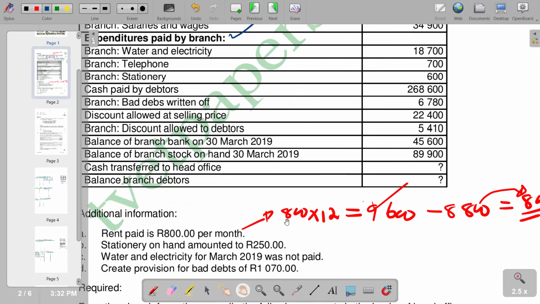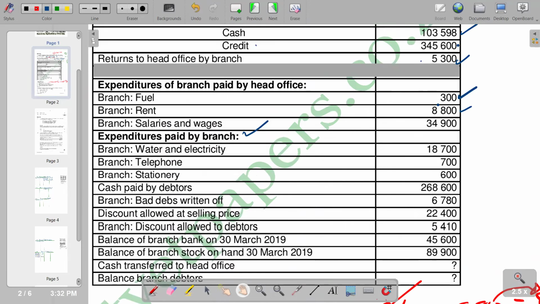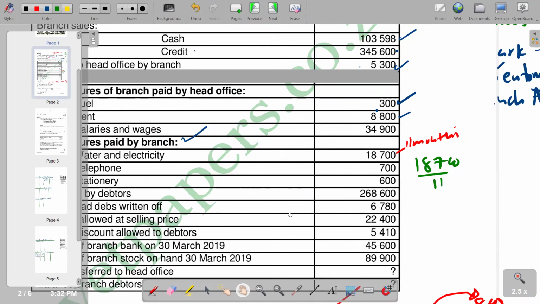So it means the figure for water electricity that we are given is for 11 months. This one is for 11 months. So we need to find the monthly amount for water and electricity so that we can be able to account for the last month of March that was not paid. So if we say 8,700, you divide it by 11. So we can try to calculate there and see what we get.